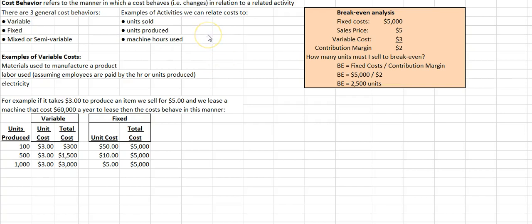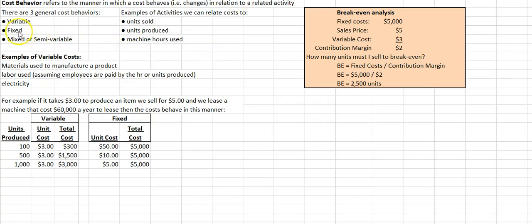So let's say, for example, you're a manufacturing company and you produce more inventory. Are you going to use more materials? The answer is yes, right? Or if you sell, you're going to recognize more expenses in materials sold as cost of goods sold, right? So materials is a good example of variable cost, because it will go up as you sell more or as you produce more, however you want to put it.